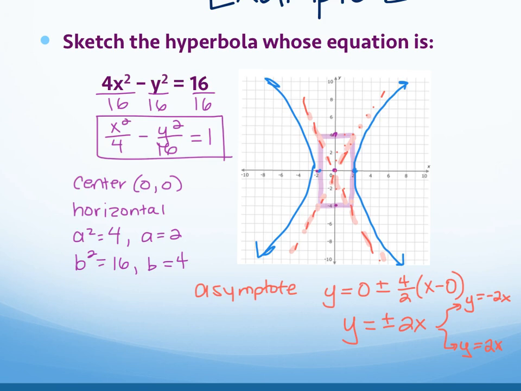Questions? So if you have the equation, it should be easy to identify what type it is, what my center is, what my A is, what my B is, and then go from there.